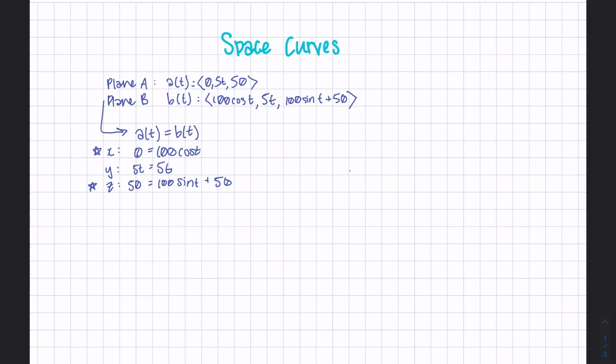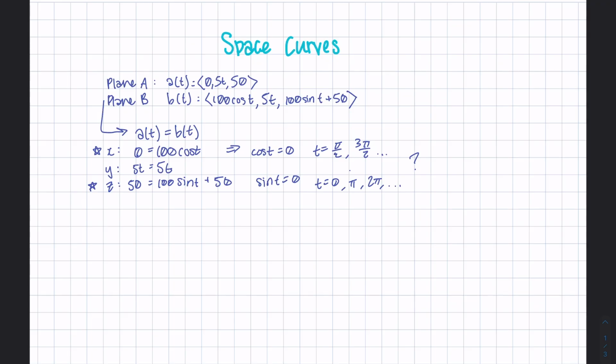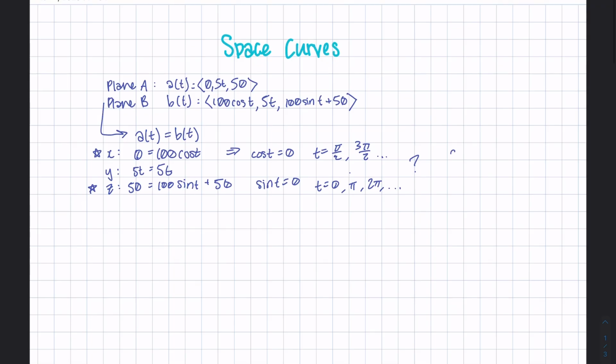The x component gives us cosine t equals 0, which happens at pi over 2, 3 pi over 2, etc., while the z component gives sine t equals 0, and that happens at t equals 0, pi, 2 pi, and on and on. But we can see here that there's no single value of t that satisfies both conditions at the same time. This means that the two planes are never going to occupy the same position, so they never intersect.